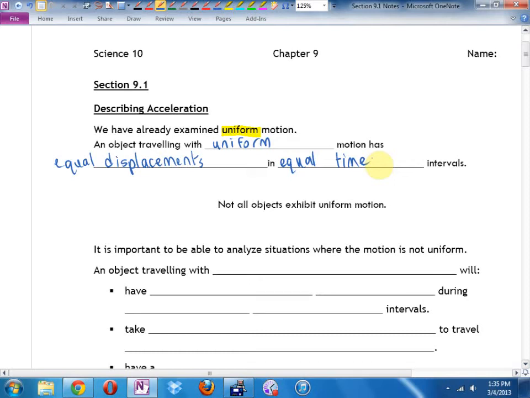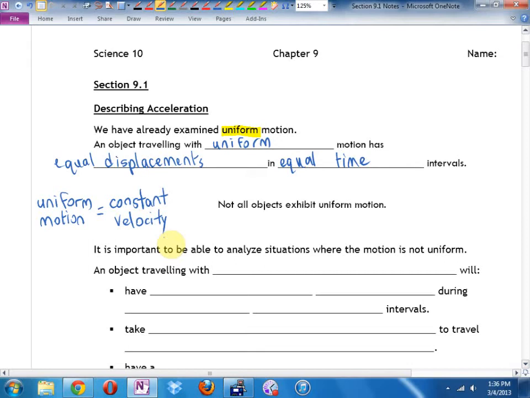Really, uniform motion equals constant velocity. That's the way I think of uniform motion. But because you're going at a constant velocity, it means that every second you're traveling the same distance. If you travel twice as far in a different second, your speed must have changed. You're no longer in uniform motion.